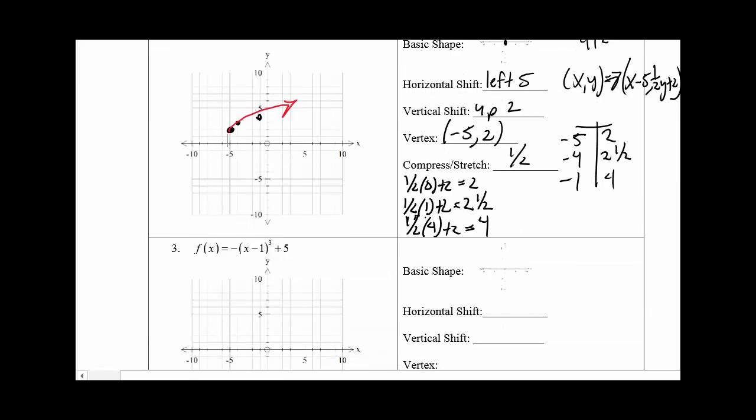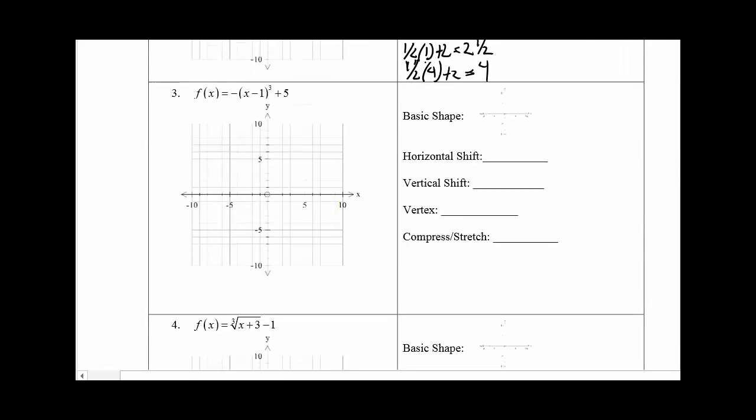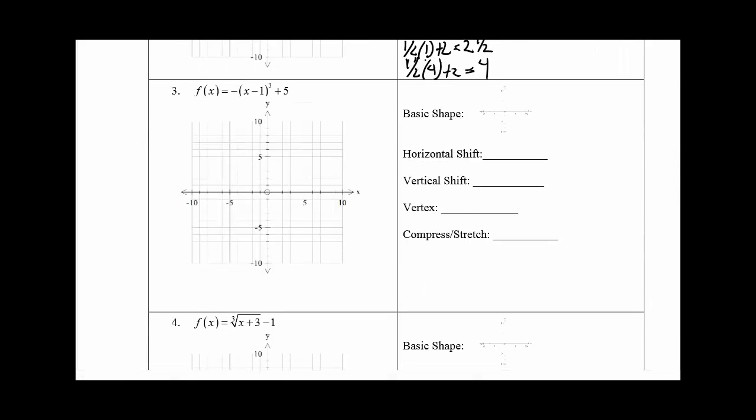Let's take a look at another one. Okay, so what would our basic shape look like? It's a cubic, so I'd expect it to look kind of like that. It's got critical points of (negative 1, 0), (0, 0), and (1, 1).